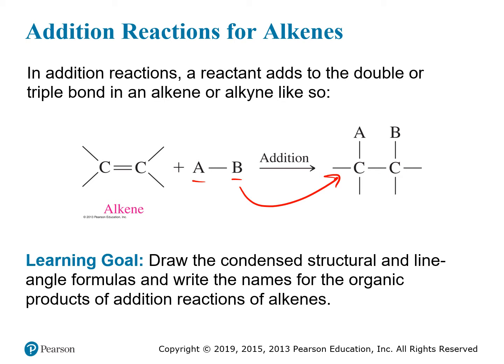This is actually an example of a combination type reaction. In this section, we're going to learn to draw condensed structural and line angle formulas for the products of these kinds of reactions.